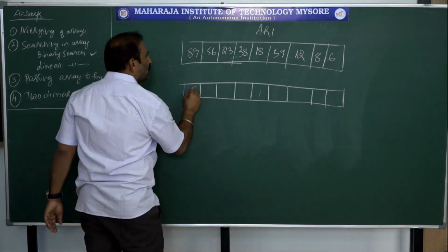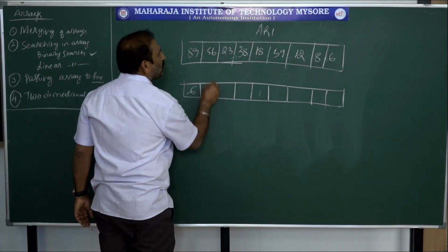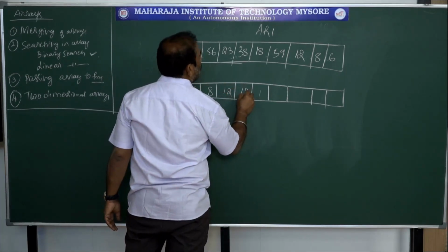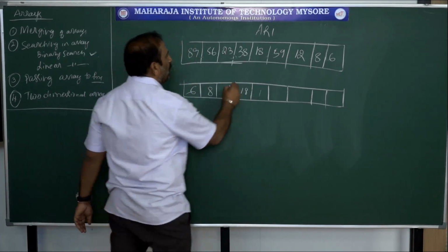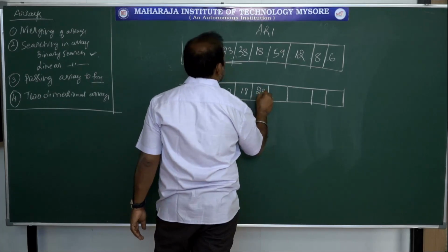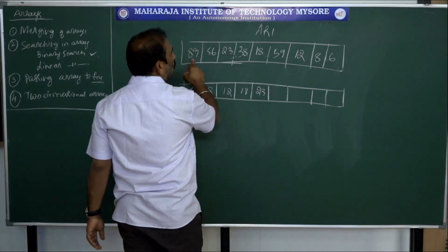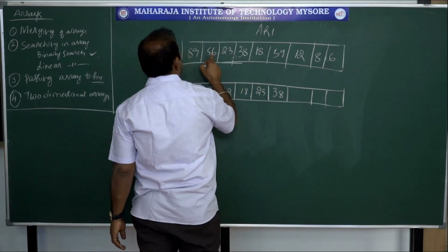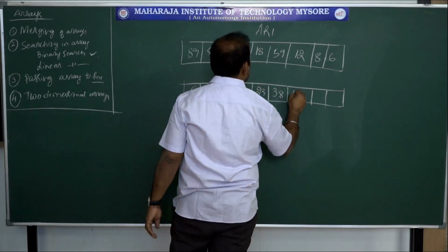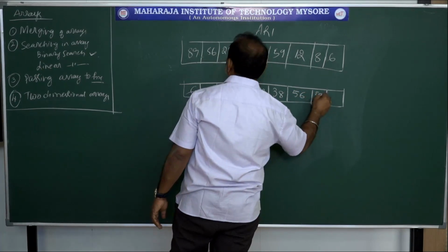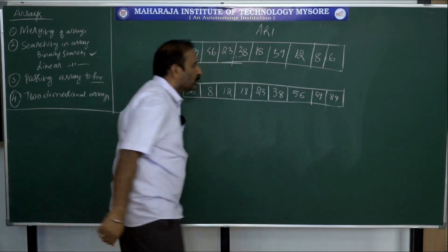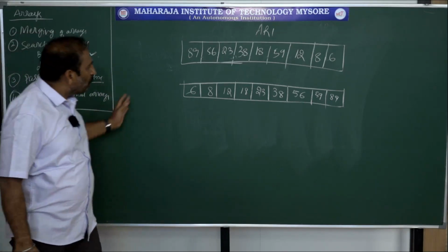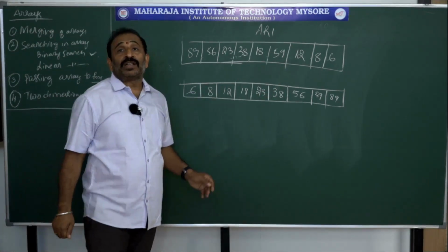Right. The first number is 6. Next number is 8. Next number is 12. Next is 18. Next 23. Next 38. After that 56. 59. Then 89. Right? Now the numbers are in ascending order.